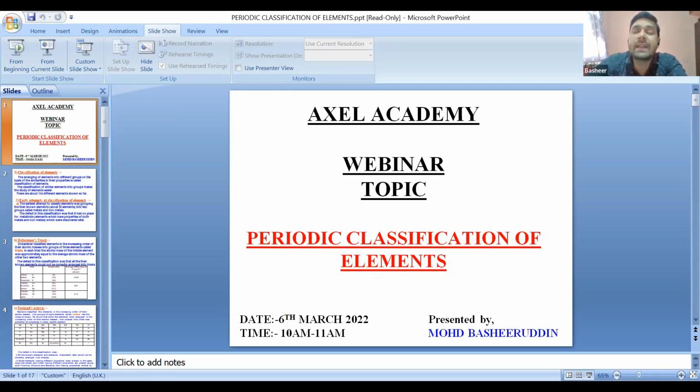The next scientist's name is Newlands. He arranged the elements on the basis of the octet. What did he explain? On the basis of octet. I just inform you people, octet means 8, meaning 8 electrons, or in other words we can say stability. Stability always depends on the number of shells. We will discuss the shells in the next lecture.